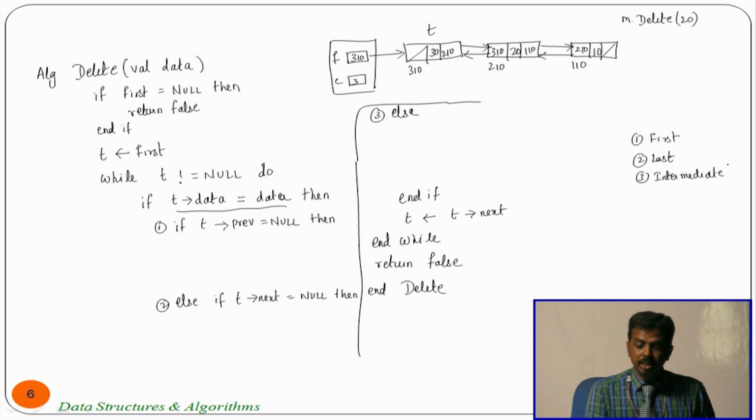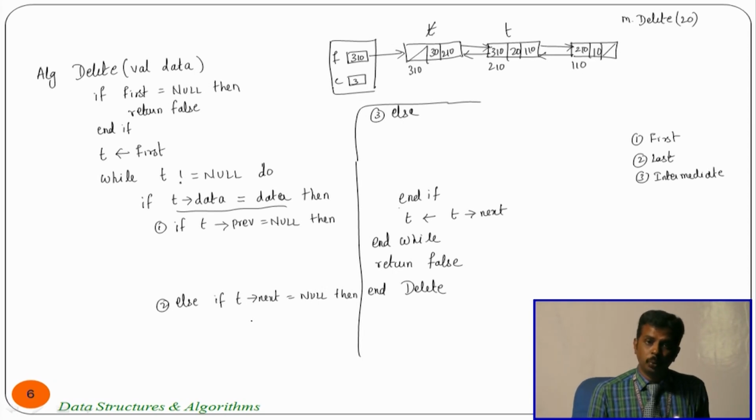See here, our case is: 20 is existing here. We check if t is not equal to null, and t of data is 30. So, this condition is false. At the end of this end if, t will move to the next. This time t of data is equal to data, so our element is found. Now it will be checked whether t is first, last, or intermediate. Here previous is not equal to null, and the next is also not equal to null, so by default the third case: it is an intermediate node.